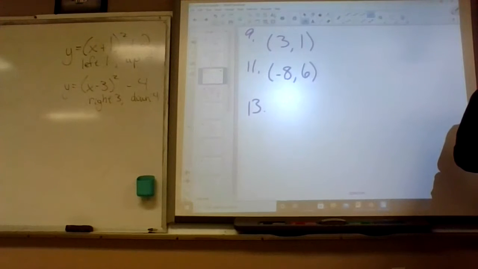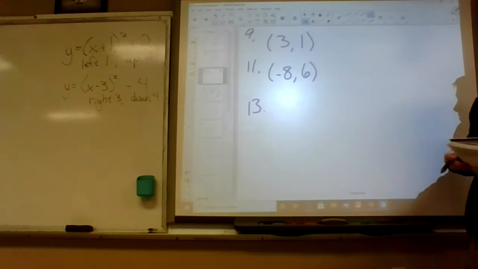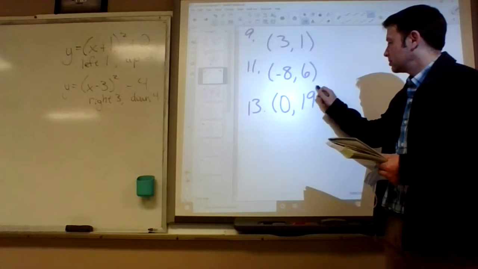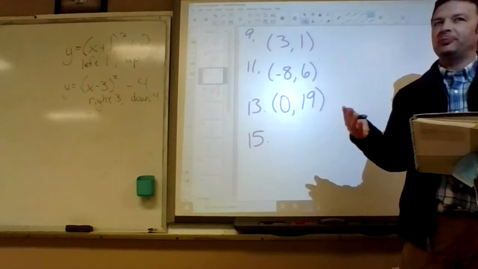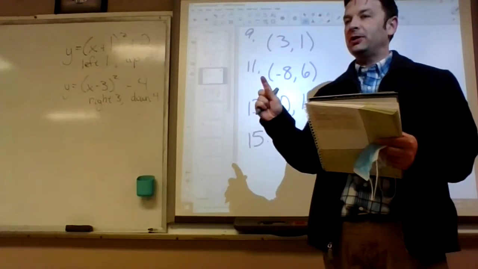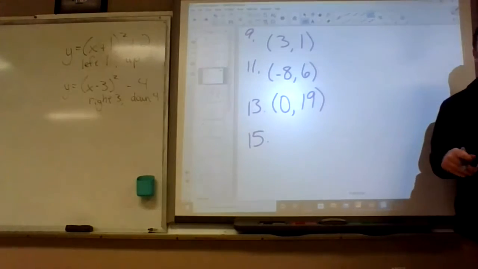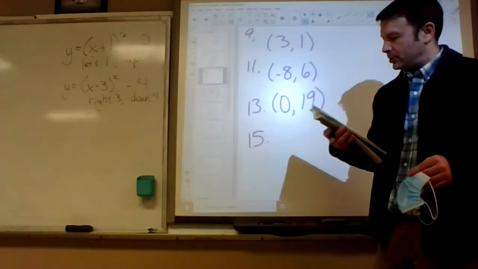Okay, 13, that's kind of a trick question. We can do it though. How do you guys think 13 would move? Up 19. So where is that? 0, 19. There was nothing in the parentheses, so I thought that would throw you guys off. Maybe it did. So there is no left or right movement, there's just an up or down movement.